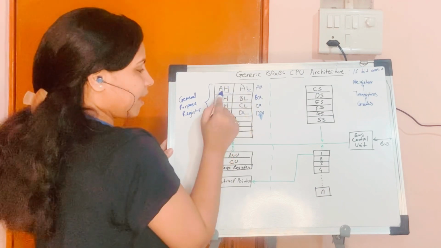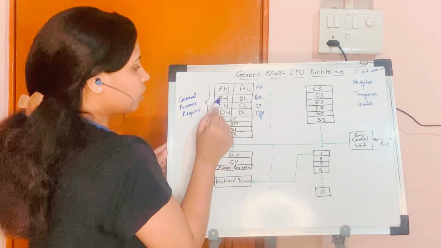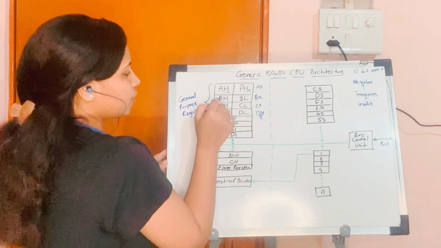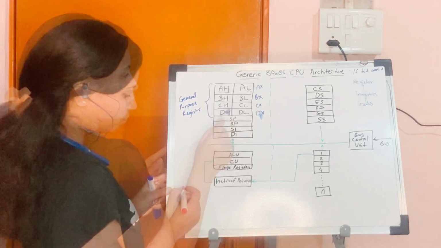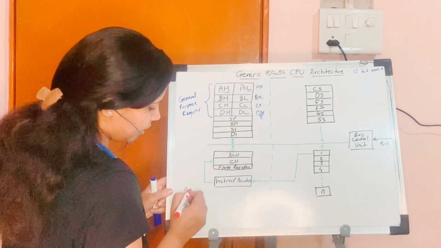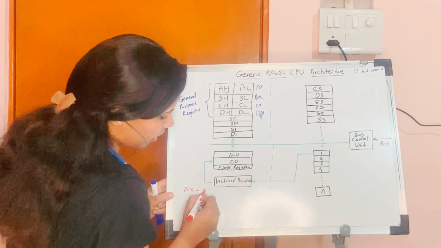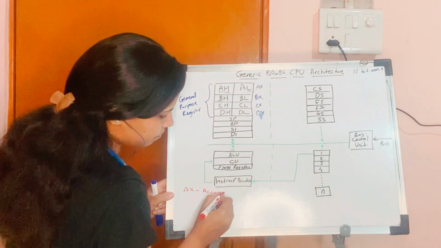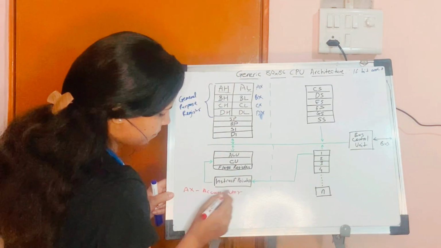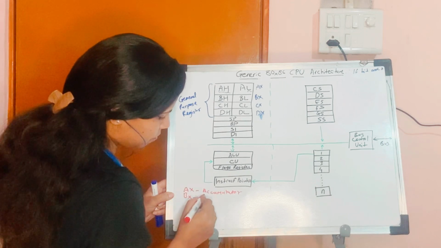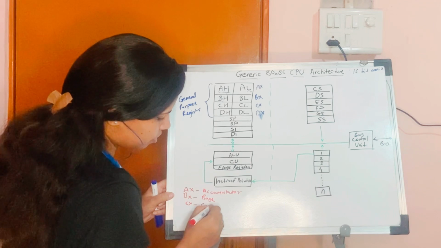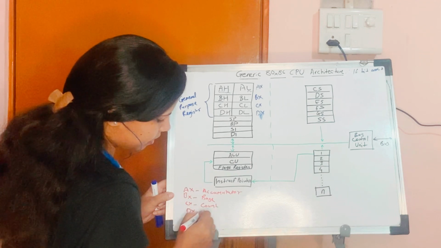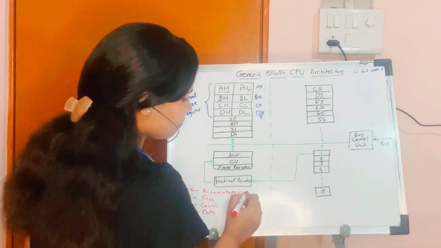AH and AL stand for high and low. So what are the full forms of these? I'll tell that now. AX, accumulator. BX, base. CX, count. And DX, data register.